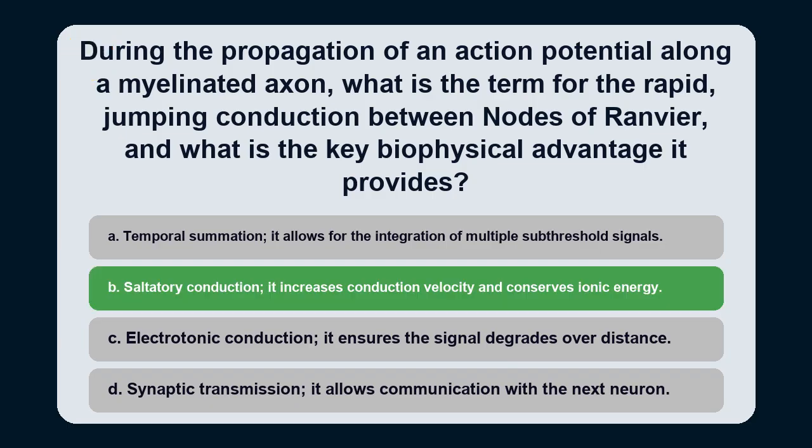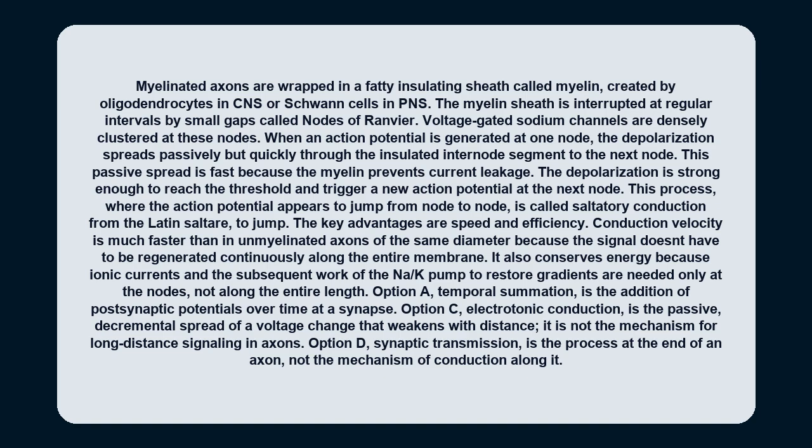The answer is B. Myelinated axons are wrapped in a fatty insulating sheath called myelin, created by oligodendrocytes in the CNS or Schwann cells in the PNS. The myelin sheath is interrupted at regular intervals by small gaps called nodes of Ranvier. Voltage-gated sodium channels are densely clustered at these nodes.